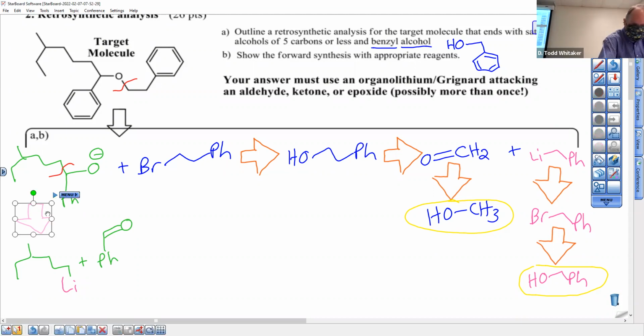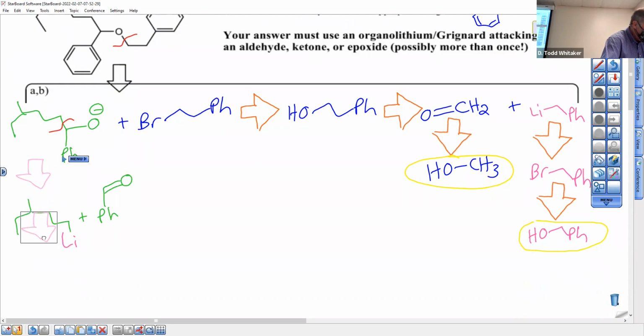What's the question now? Question is, where'd that come from? Where'd this come from? I got the answer for where this came from. That's one oxidation step away from a benzyl alcohol. That's what I'm saying.